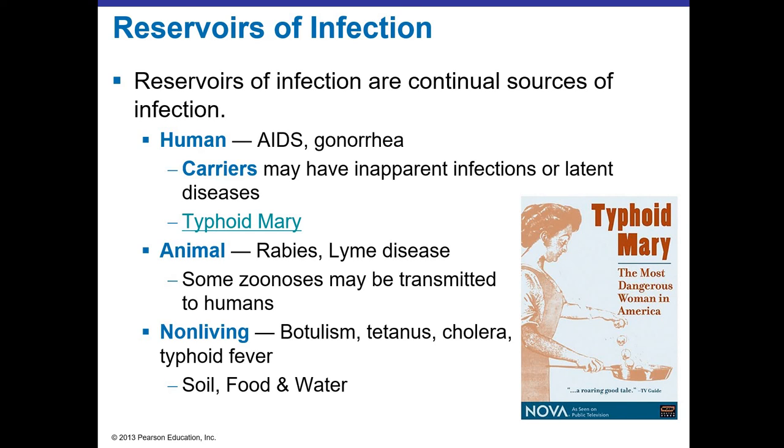So some of the classic examples are things like rabies and Lyme's disease. These are zoonotic diseases where we see that the organism, whether it be bacteria or virus, whatever, gets transmitted to humans. We also have non-living reservoirs, soil, food, water. So when you talk about things like botulism and tetanus, cholera, typhoid fever, these are coming from these non-living sources.